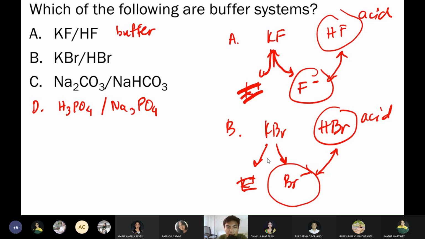They are conjugate acid-base pair. Bakit? Kasi isang H lang yung difference nila. Yun kasi yung key sa conjugate acid-base pair. Yung isa may H, yung isa nabawasan ng isang H. So you have the acid, you have the conjugate base here. Then that means KBr, HBr mixture is a buffer solution.